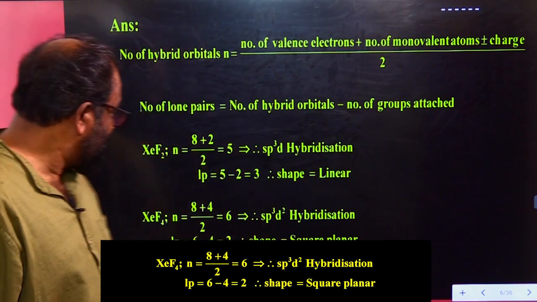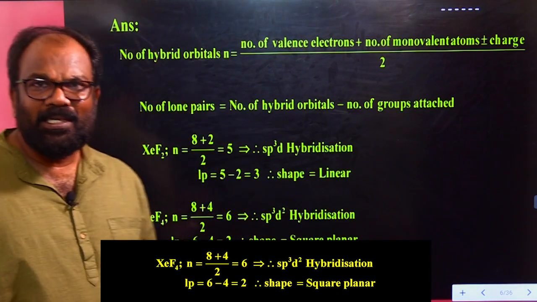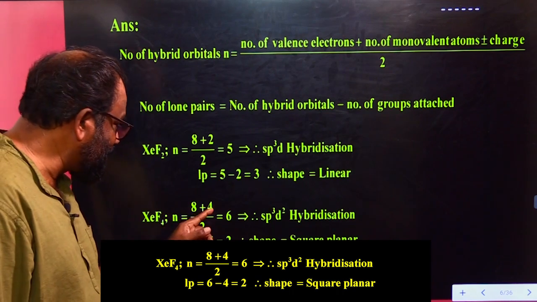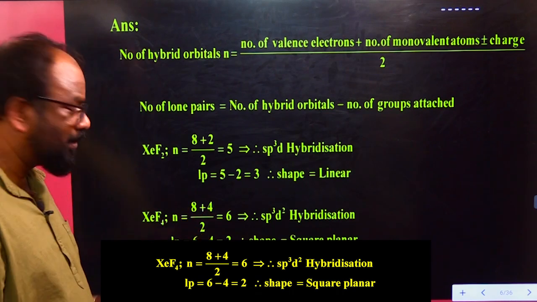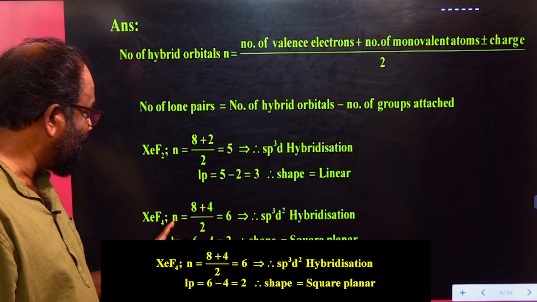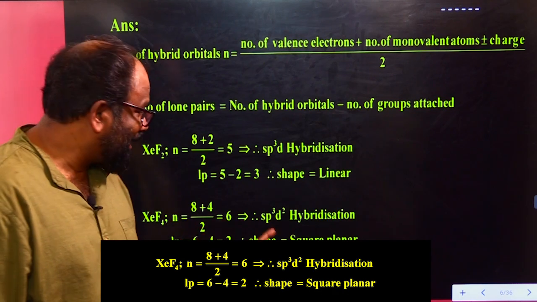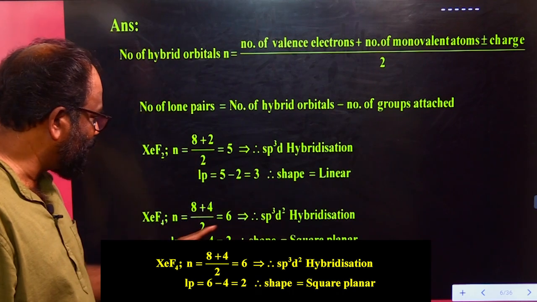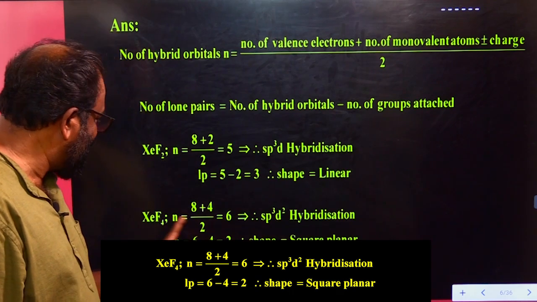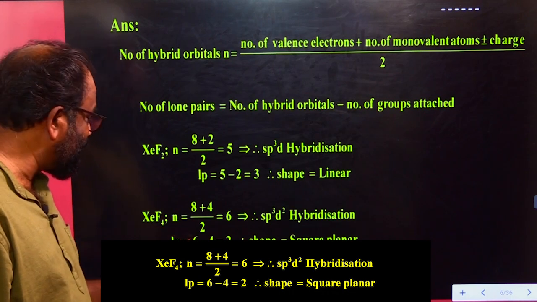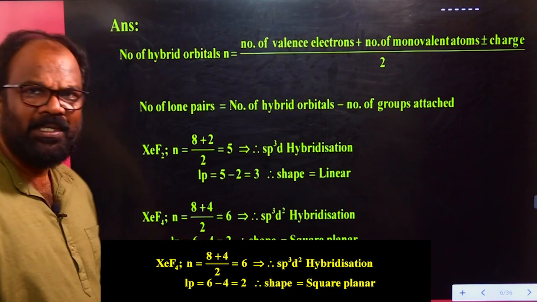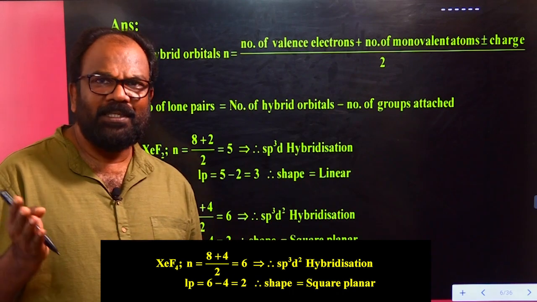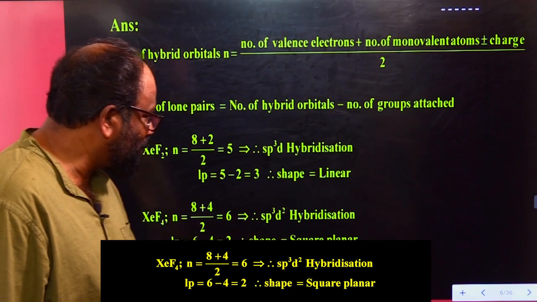The second compound is XeF4, xenon tetrafluoride. Here also valence electrons 8, number of monovalent atoms 4 because there are 4 fluorine atoms, by 2, number of hybrid orbitals n is equal to 6. Therefore, hybridization will be sp3d2, and the number of lone pairs is equal to number of hybrid orbitals 6 minus number of groups. There are 4 fluorine atoms, 6 minus 4 is equal to 2. That is sp3d2 hybridization with 2 lone pairs. Therefore, the shape or structure of the molecule will be square planar.